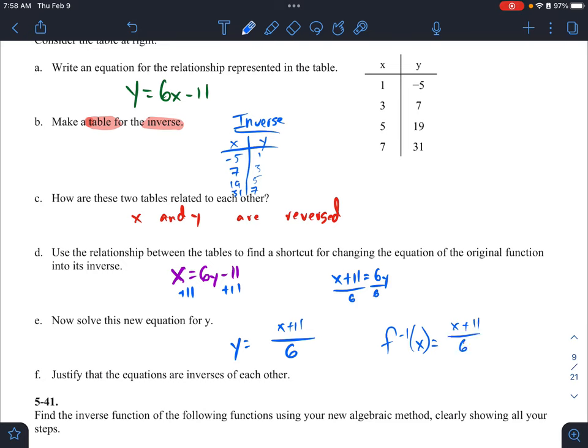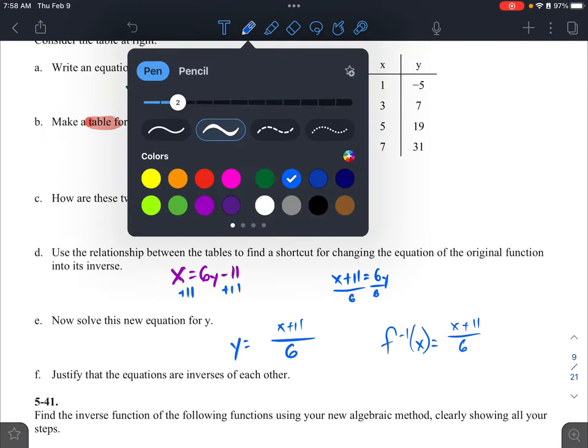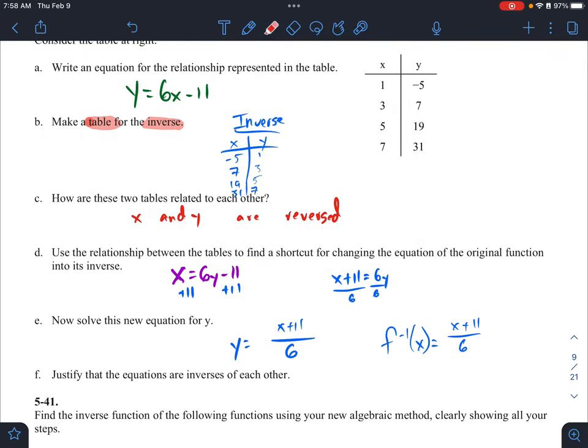And we could justify this by plugging in a number. Pick a number. Let's say we picked, let's just do like 3 and 7. Okay? So if I plug that into my original, I have 7 equals 6 times 3 minus 11. Okay, or 7 equals 18 minus 11, 7 equals 7. Okay? And if I flip this, right, so now if I plug this in my inverse, I'm doing the opposite, so I'm plugging in 7. (7 plus 11) over 6 should equal 3. 18 over 6 equals 3. 3 equals 3. Check. Okay?